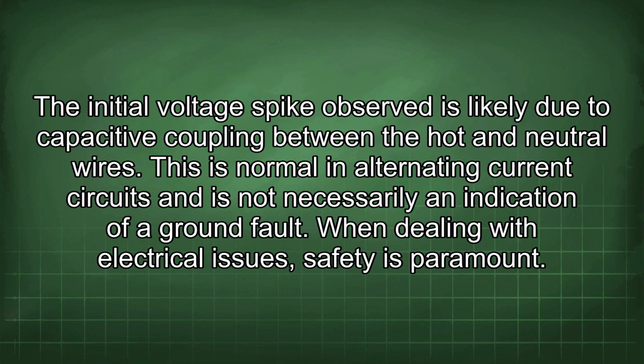The initial voltage spike observed is likely due to capacitive coupling between the hot and neutral wires. This is normal in alternating current circuits and is not necessarily an indication of a ground fault.